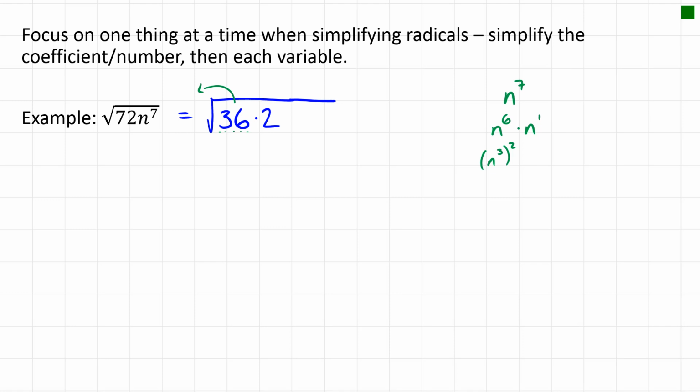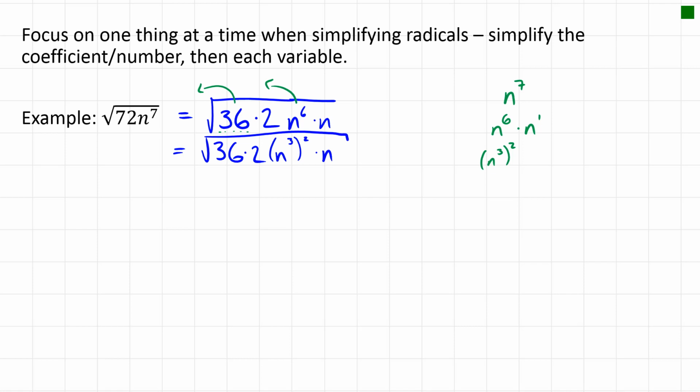Now I can pull out the n to the 6. And you've probably started to get the pattern that when you're pulling n to the 6 out of the square root, what you're essentially doing is dividing the power by 2. But you can see this by rewriting. So I'll write 36 times 2. I'll write this as n cubed to the power of 2. And then you can really see where that division of 2 comes from.